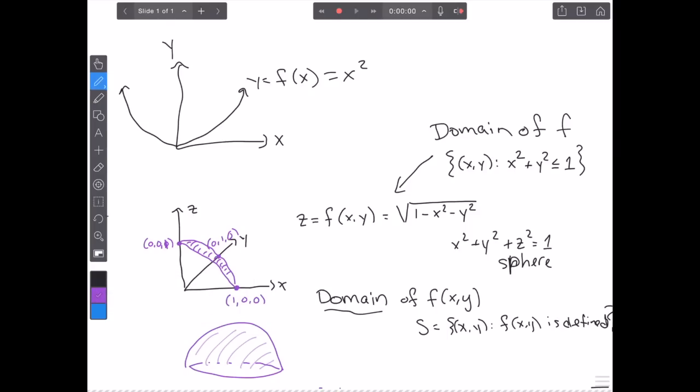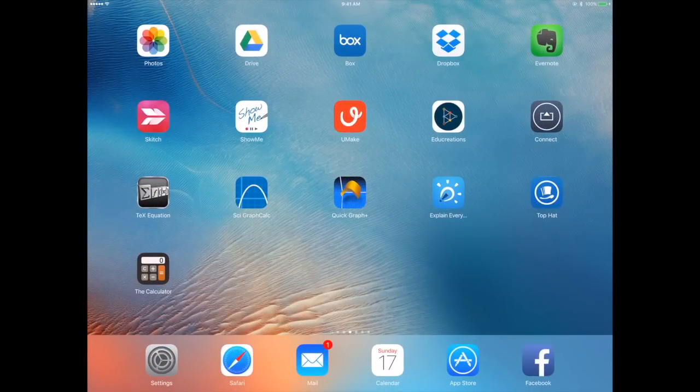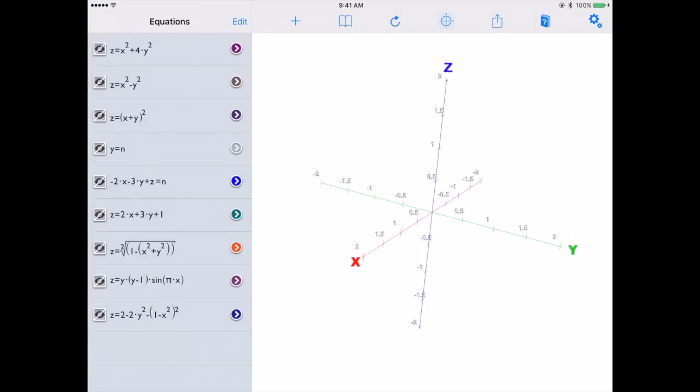Now my drawing skills are not sufficient that I can show you all of the wonderful types of functions that you can plot. So I often use computer programs to help me with that. And my favorite for plotting surfaces is a program called QuickGraph, and it's available for the iPhone and the iPad.